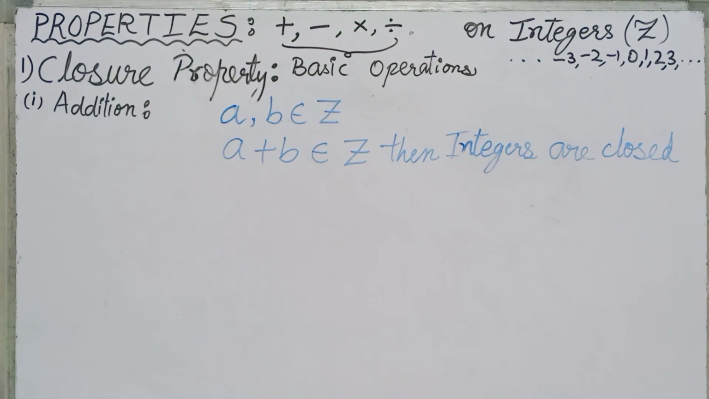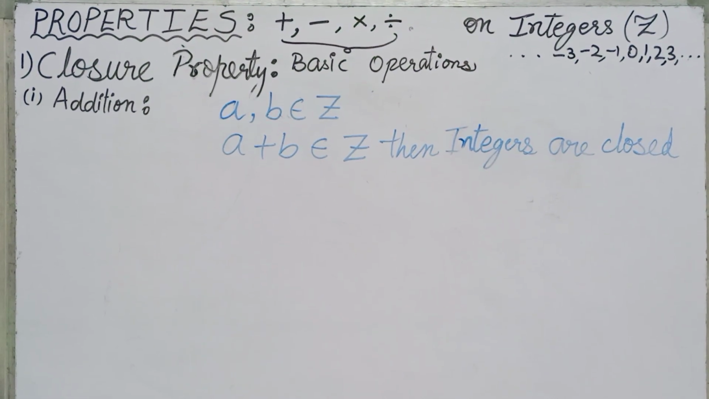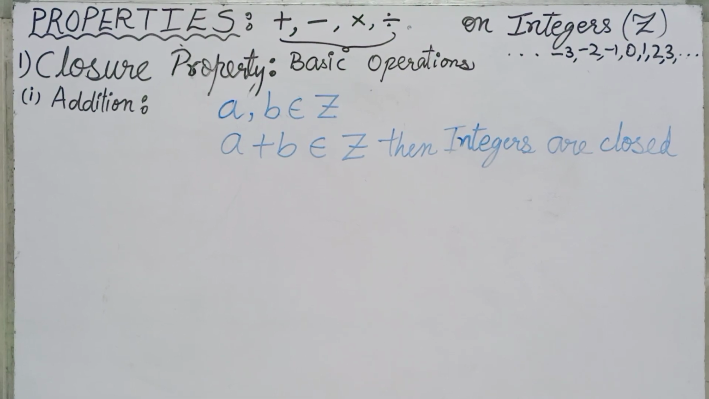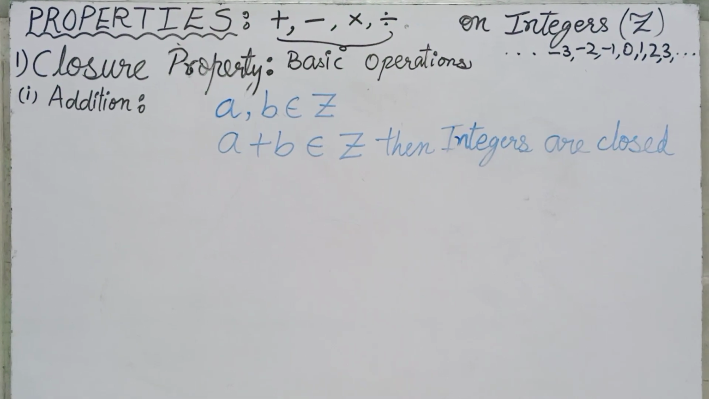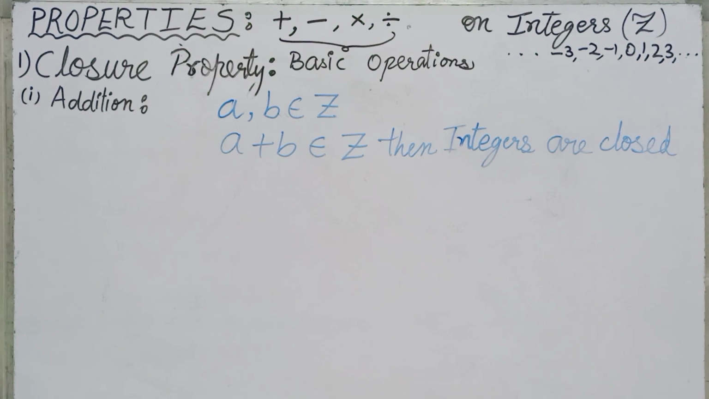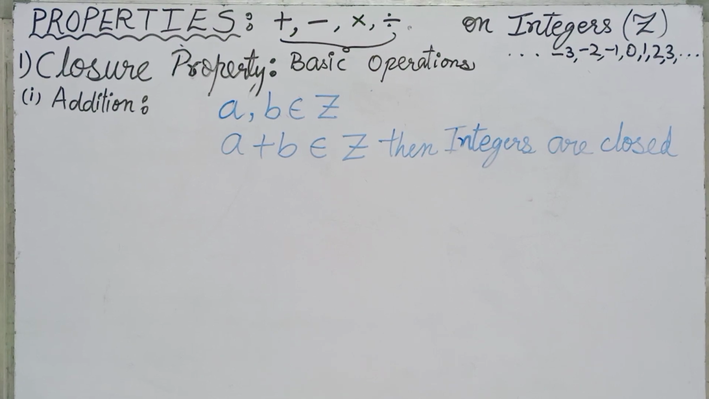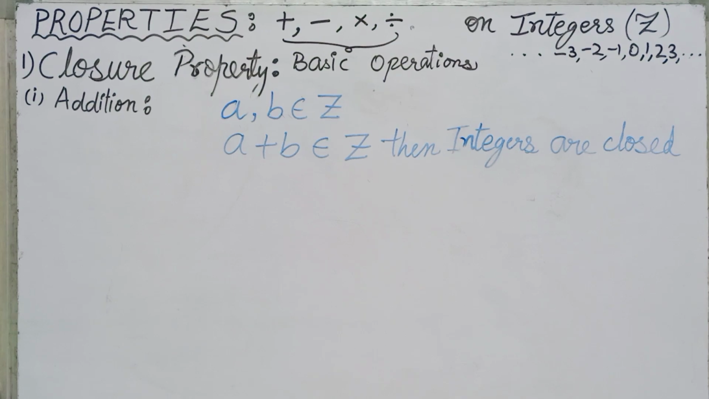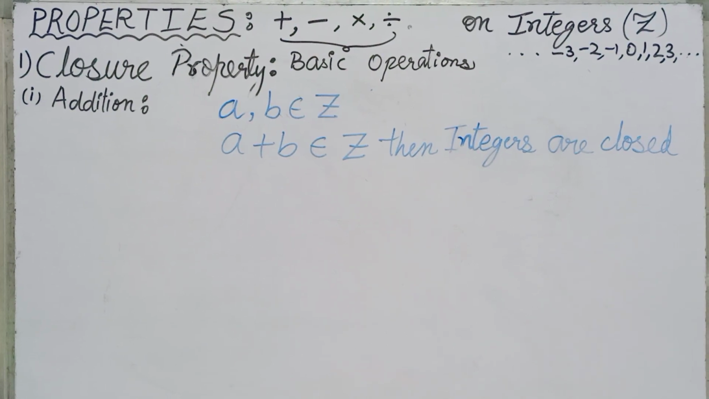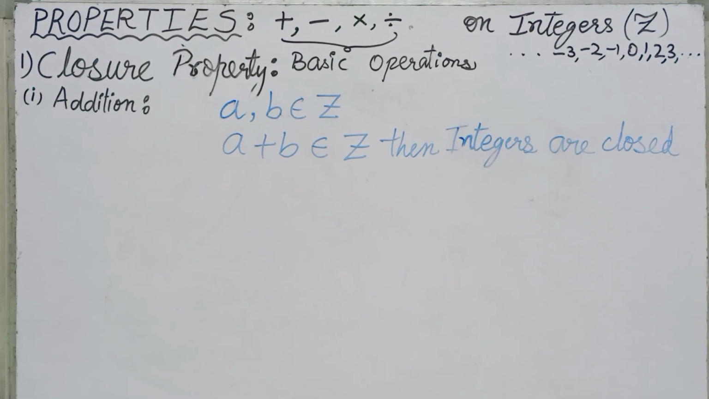So the first property is closure property. The basic operations are plus, minus, multiplication and division. The first basic operation is addition, and now we are checking it for addition. What is the closure property? What does it state? It states that if there are two numbers, suppose a and b, and we are checking on integers, we will take a and b belonging to integers.